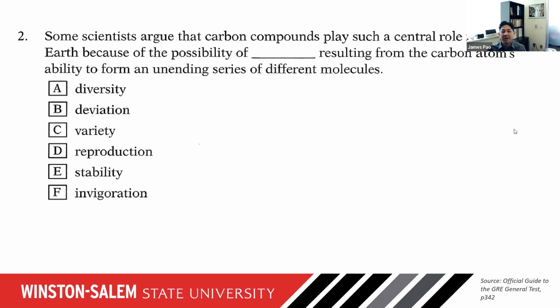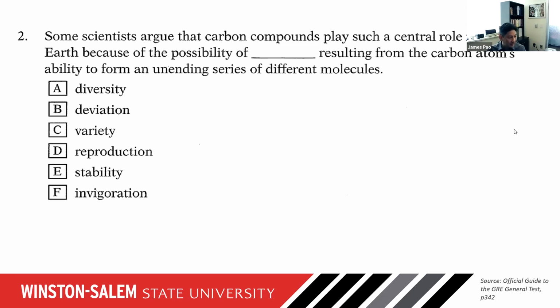Number 2. Some scientists argue that carbon compounds play such a central role in life on Earth because of the possibility of blank resulting from the carbon atom's ability to form an unending series of different molecules. Here are the answers. A, diversity. B, deviation. C, variety. D, reproduction. E, stability. F, invigoration. Which two are correct? Would it be A and C?